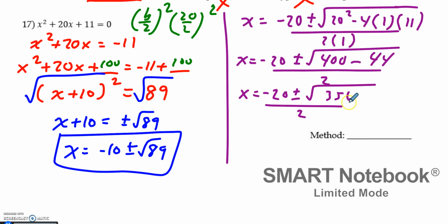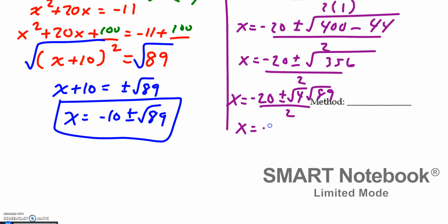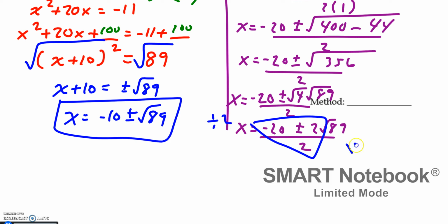So 356, let's see, is that divisible by 4? Yes, it is. x equals negative 20 plus or minus root 4 times root 89. Let me just double check that. 4 times 89, yes, all over 2. So x would equal negative 20 plus or minus 2 root 89 all over 2. If I simplify this and divide everything by 2, I get my answer as x equals negative 10 plus or minus root 89. So either way, you get the same answer.